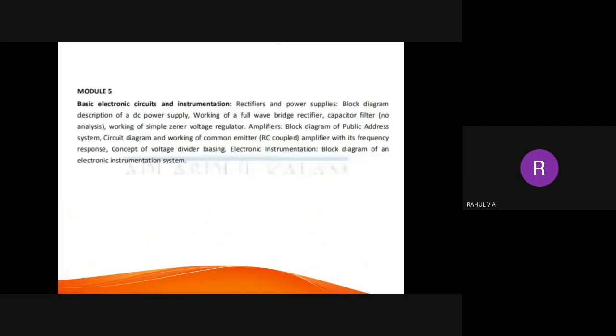Okay, in this module we are going to learn about rectifier and power supply, and then the block diagram description of DC power supply, working of full wave bridge rectifier, capacitor filter, working of simple Zener voltage regulator. Then we are going to learn about amplifier, block diagram of public addressing system, circuit diagram and working of common emitter amplifier, and concept of voltage divider biasing.